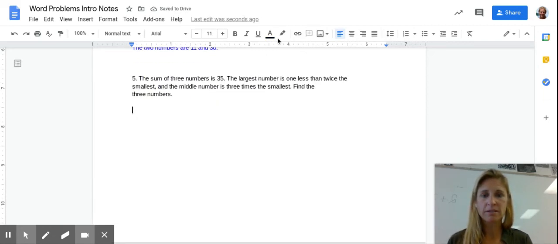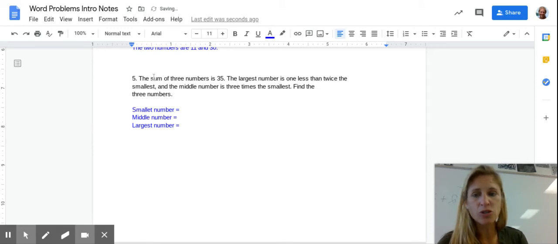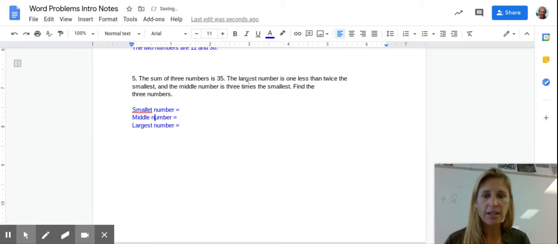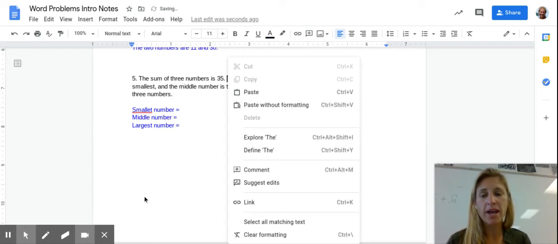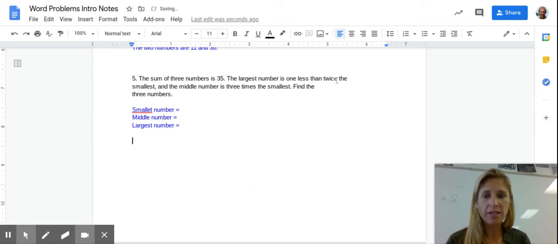All right, last one. The sum of 3 numbers is 35. So now I'm going to have 3 numbers. I'm going to have the smallest, if when you go through and read it, the middle, and the largest. Come on, catch up to me. There we go. Okay, the sum of 3 numbers is 35. The largest number is 1 less than twice the smallest. So right here in this first part, I'm finding out what they want x to be. So the smallest is going to be our x. The largest is 1 less than twice the smallest, so 2x minus 1. And the middle number is 3 times the smallest.